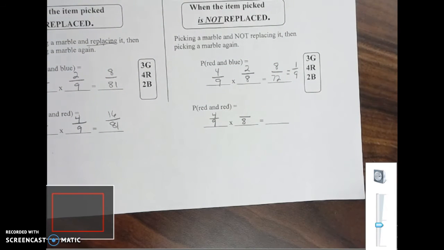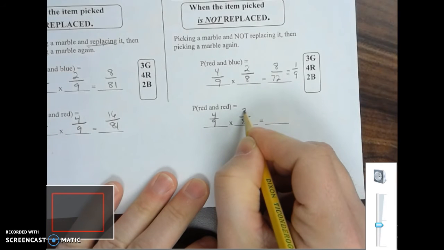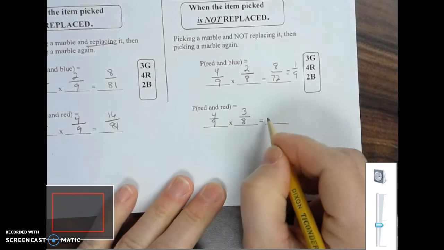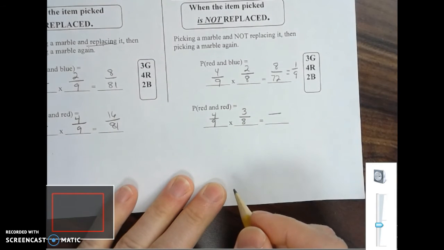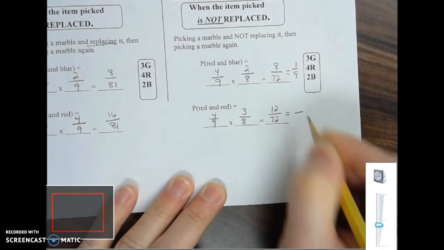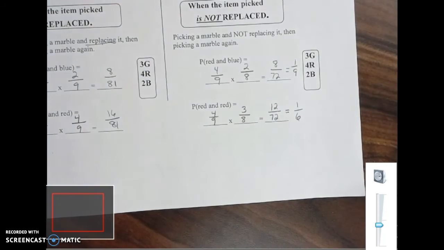And that 1 marble we took was red, so there's no longer 4, but now there's only going to be 3 red marbles in the bag. So it's a 3 out of 8 probability of getting a red marble on the second try. And now when we multiply the simple probabilities together, 4/9 times 3/8, we end up with 12 out of 72. And that will simplify as well all the way down to 1/6. And that is going to be our compound probability this time.